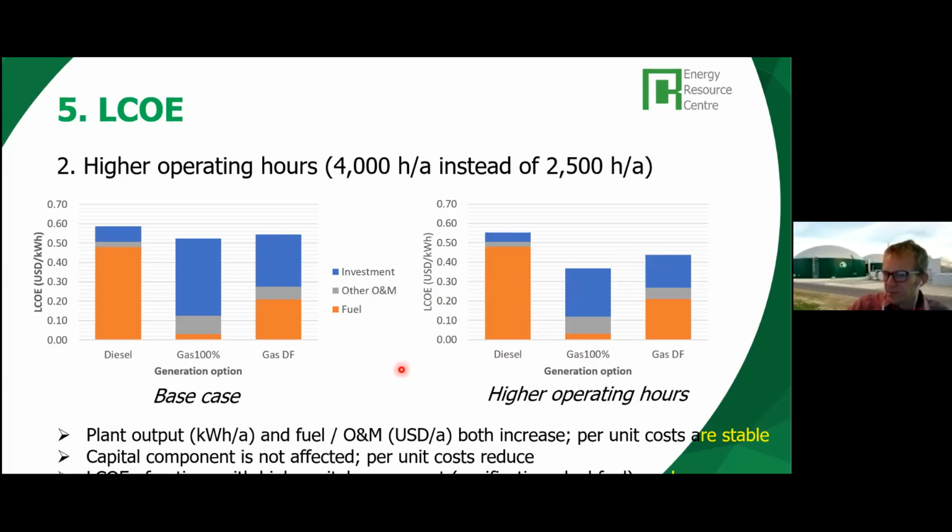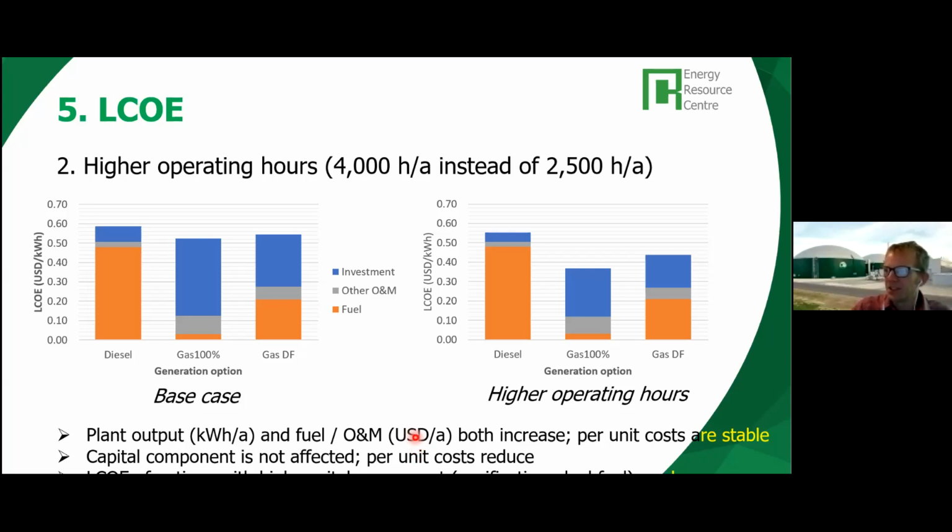Now, what happens here is that because of the extension of the number of operating hours, we see that the plant output, so the amount of kilowatt hours produced in a year, increases, and also the production costs will increase.